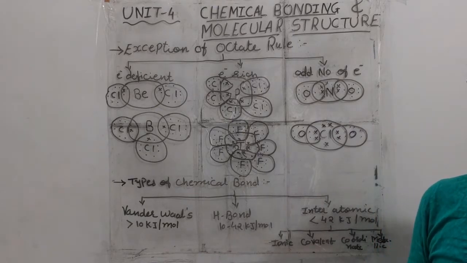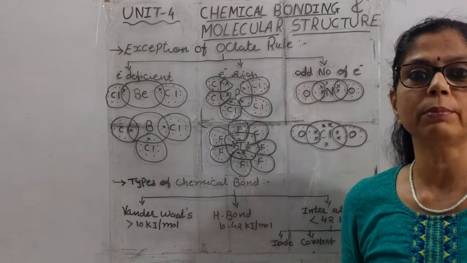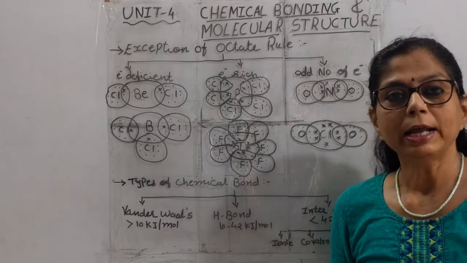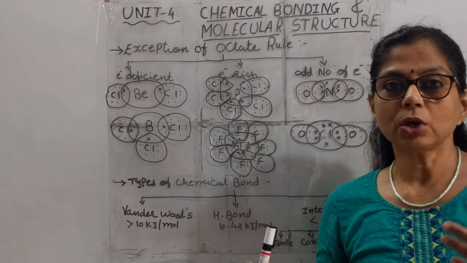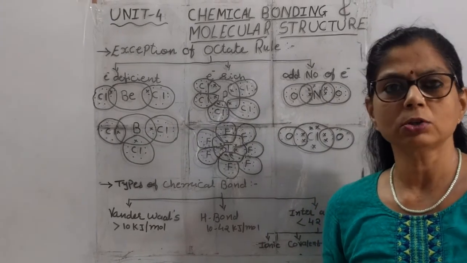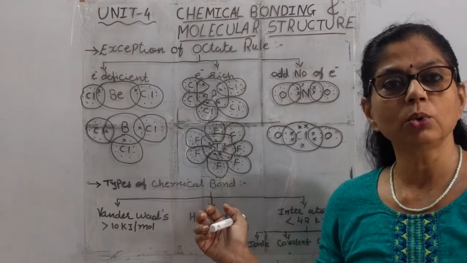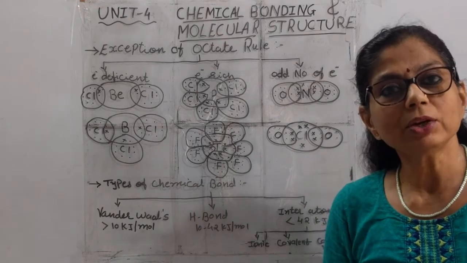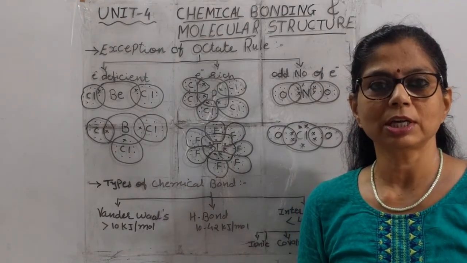Now we'll go with the next one, in which the central atom possesses an odd number of electrons, student. And here also, as you know, nitrogen oxides, you know there are many oxides of nitrogen present. So from that I have taken only one example, but for your practice you can draw other nitrogen oxides also, student.